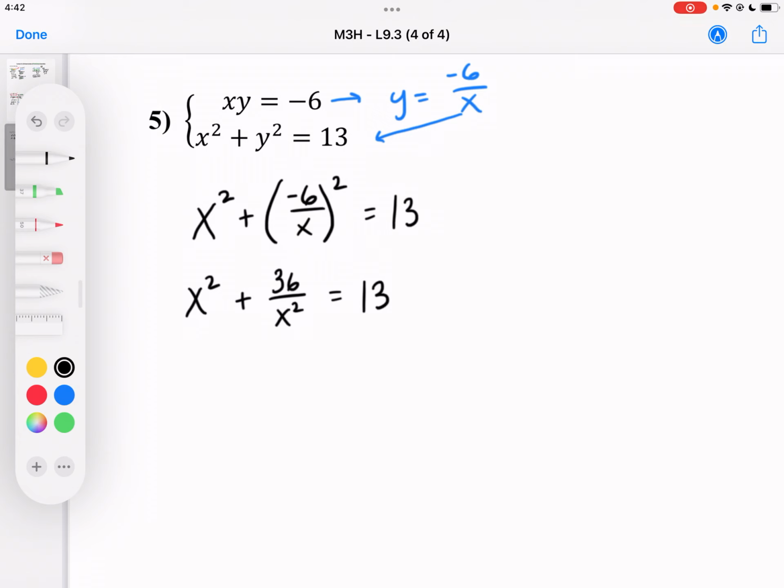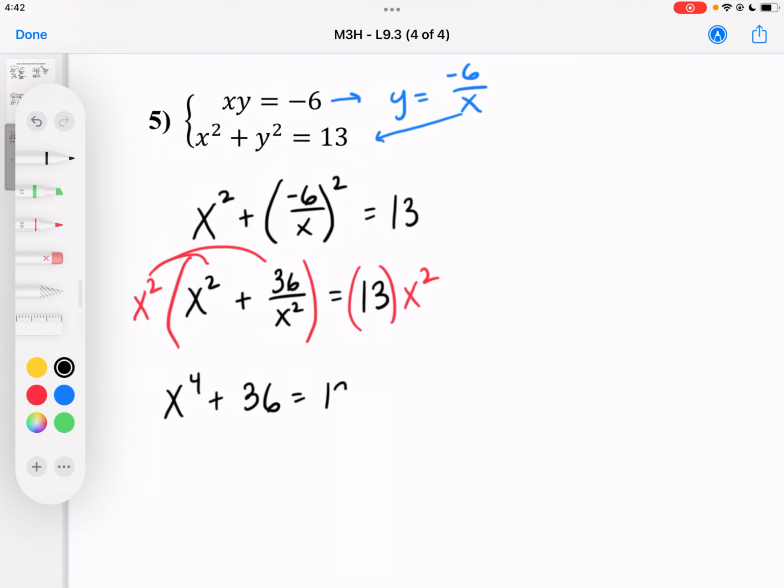Most people do not like fractions, and I'm sure you are among those people. So if that is the case, go ahead and just multiply both sides by the denominator of the fraction that we have, and then just distribute it to every term, both sides of the equation. So x squared times x squared is x to the 4th. x squared times 36 over x squared is 36, and that all equals 13x squared.